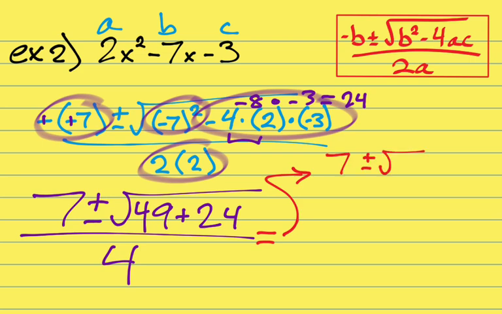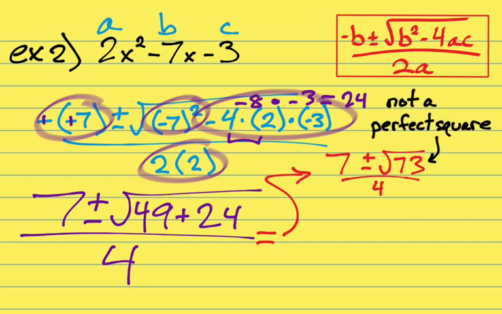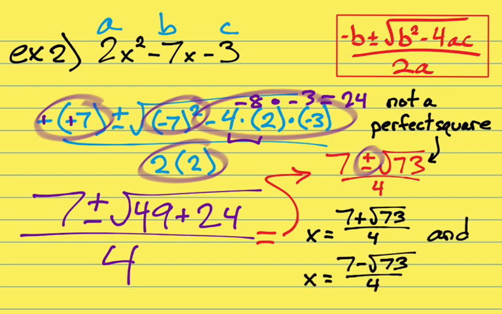Let's handle what's under the radical sign first. 49 and 24 make 73, and the 4 is still in the denominator. Since 73 is not a perfect square, we don't have to simplify it further and can just move on. The plus minus sign means we can write x equals 7 plus the square root of 73 all over 4, and x equals 7 minus the square root of 73 all over 4. Now you could stop here and be all done, but sometimes you need to give the exact answer rounded if it just so happens to be a decimal.